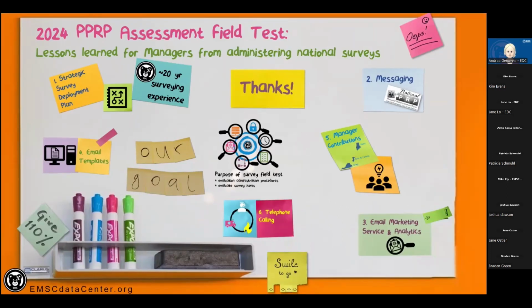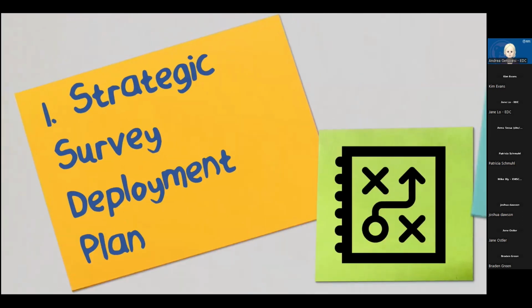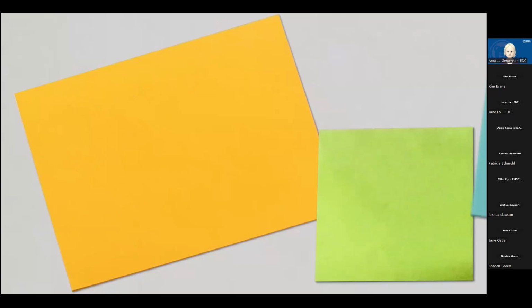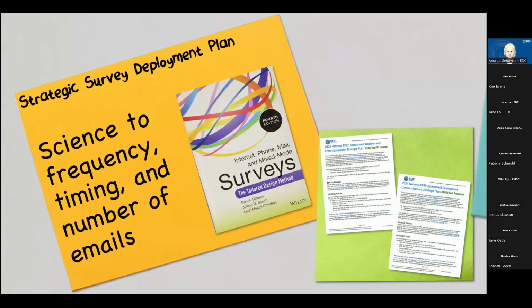So let's get into the lessons that we learned. There are 6 main lessons. Let's talk about the first one, and that's the strategic survey deployment plan. As I already mentioned, we have a ton of experience doing national surveys, and through that and the research we've done, there's a science to the frequency, timing, and number of emails. And this is a great resource from Dr. Don Dillman, who we've worked with.